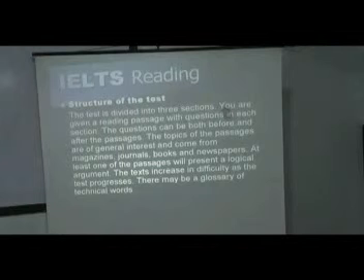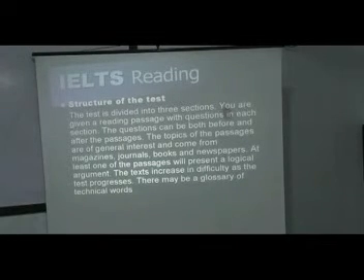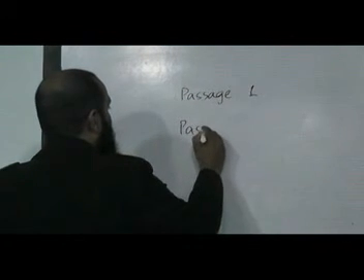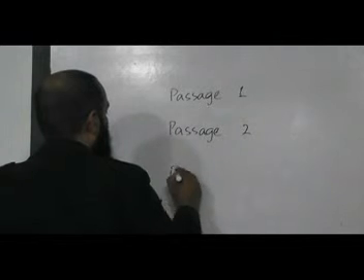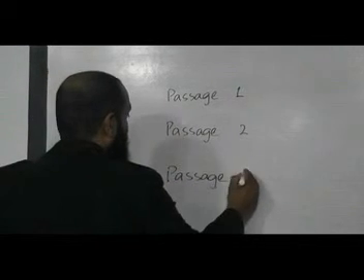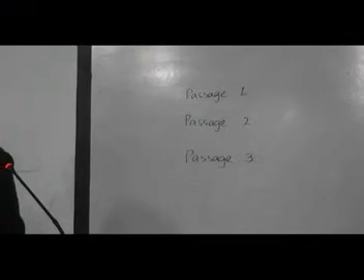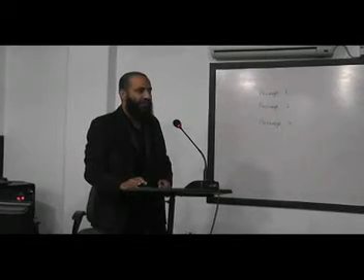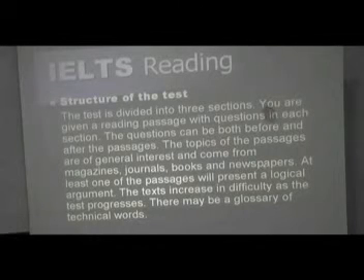Structure of the test. The test is divided into 3 sections. 3 sections means passage 1, 2 and 3. The topics of the passages are of general interest. What will their topics be? And come from magazines. Where are they taken from? Magazines, journals, books and newspapers.